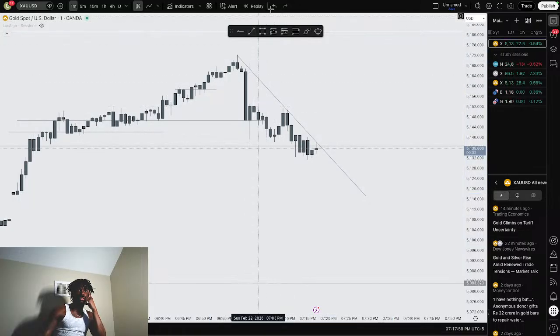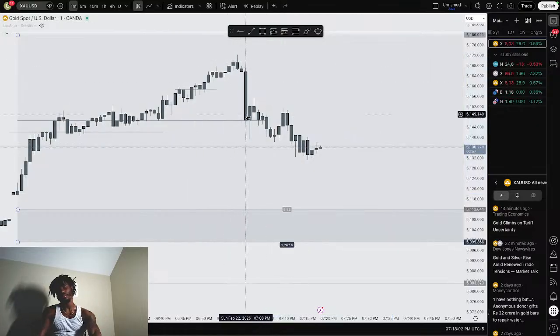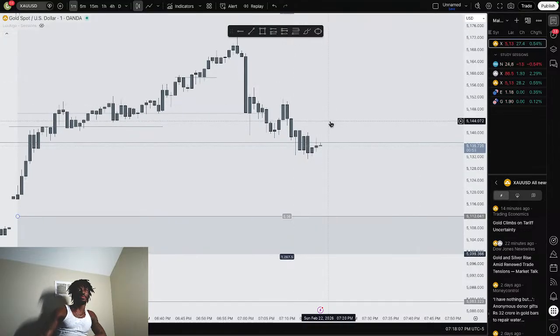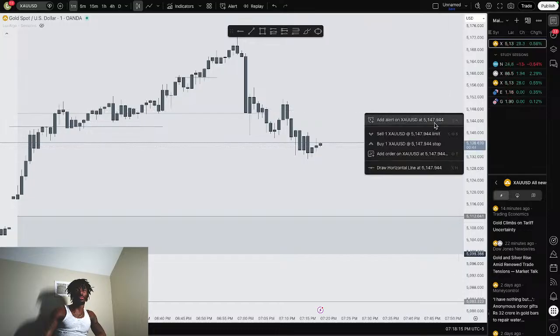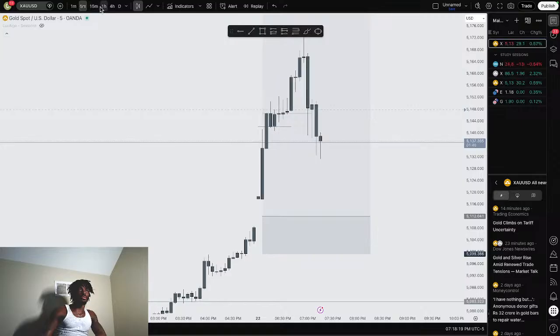So what I can do is take this off, and just wait for the market to flip back bullish and give me a bullish wave. I'm just going to set an alert at 51.47, and then I will set another alert.